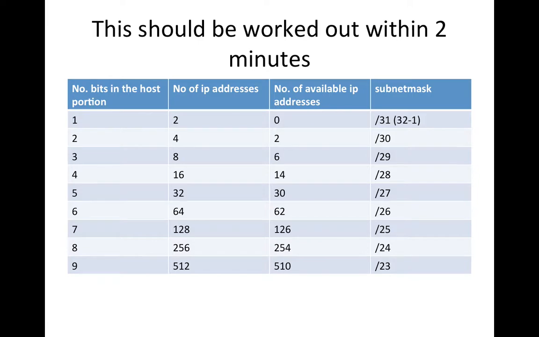The third column is the previous column minus 2. So 2 minus 2 is 0. 4 minus 2 is 2. And then the subnet mask would be 32 minus the number of bits. So easily you can figure out the subnet mask as well.